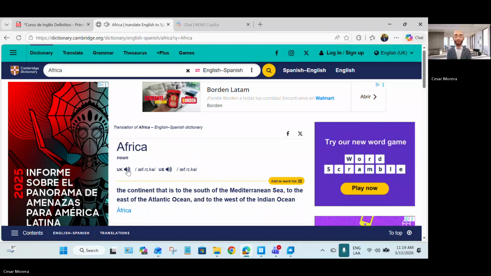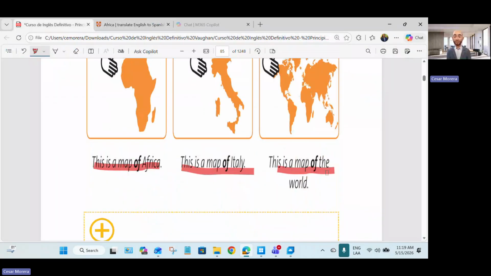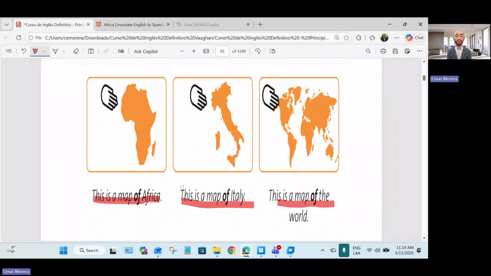Africa. It will be Africa. It's actually Africa, so it will be similar to Spanish pronunciation. So this is a map of Africa.